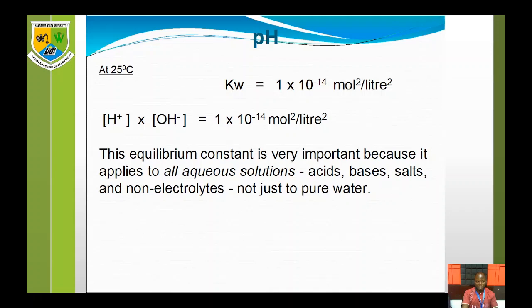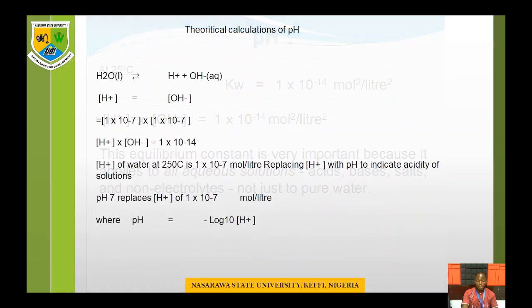That means the concentration of hydrogen ions multiplied by the concentration of hydroxy ions equals 1 times 10 raised to the power minus 14 moles squared per liter squared. This equilibrium constant is very important because it applies to all aqueous solutions, be it an acid, a base, a salt, or even non-electrolytes. It is not just applicable to pure water.